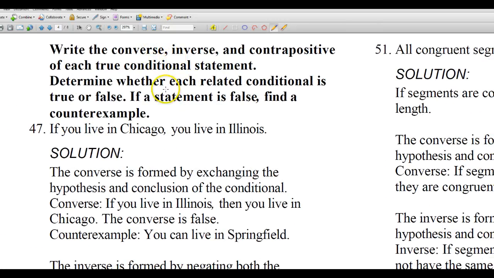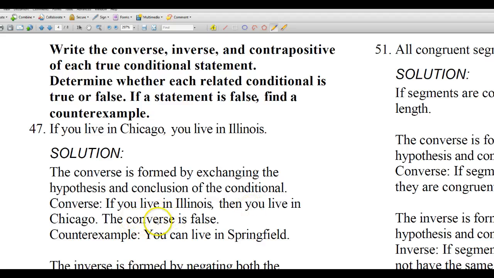For number 47, write the converse, inverse, and contrapositive of each true conditional statement. Determine whether each related conditional is true or false. If a statement is false, find a counterexample. So our conditional statement: if you live in Chicago, you live in Illinois. The converse is formed by exchanging the hypothesis and conclusion of the conditional. So the converse would be, if you live in Illinois, then you live in Chicago.